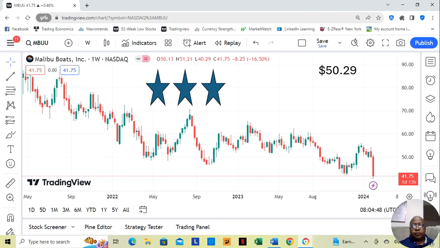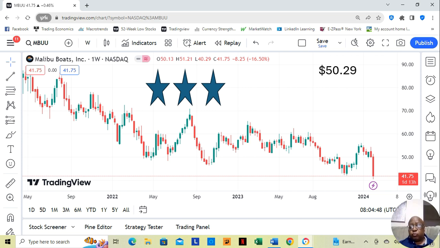Hey guys, today we're doing the stock analysis on Malibu Boats. Malibu Boats at this current time is at $41.75 a share, and it is a 3-star. Yahoo analysts estimate that it could go up to $50.29 a share in the next 12 months.